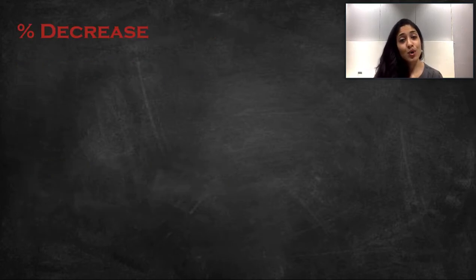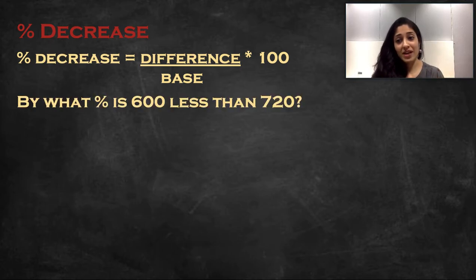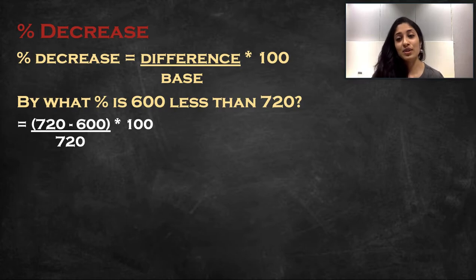Now looking into how to calculate percentage decrease between two numbers. It's the same formula: difference upon base into 100. So if I have to calculate by what percentage 600 is less than 720, my difference here is 720 minus 600, but be careful about the base. The base here becomes 720. So my answer is 16.66 percent.